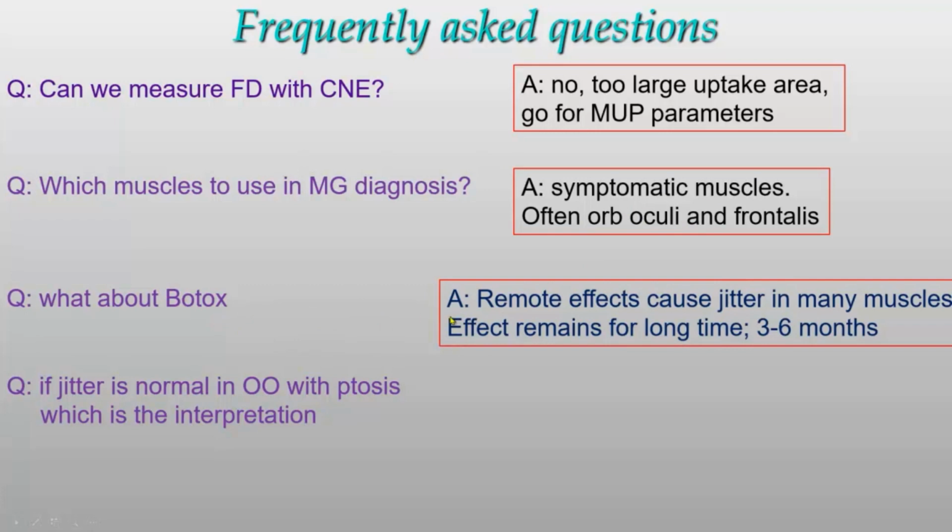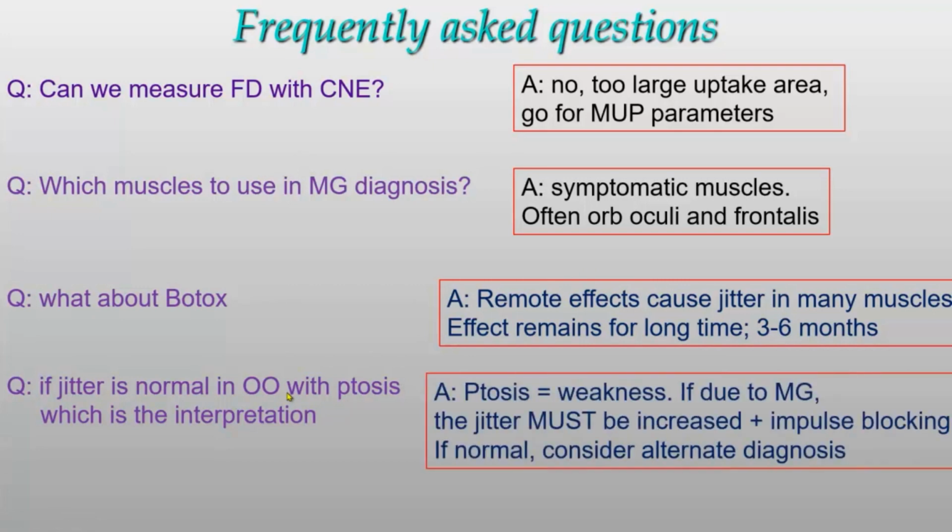We have to remember that previous injection of Botox can be seen as increased jitter also in remote muscles, and that can remain for quite a long time, three to six months and even longer. So if you have a patient and get an unexpected high jitter, you have to ask the patient whether he or she has had an injection of Botox within the last year. And if the jitter is normal in orbicularis oculi with ptosis, what is the interpretation? Well, ptosis is weakness, so if that is due to myasthenia, the jitter must be increased. If it is normal, consider an alternate diagnosis.